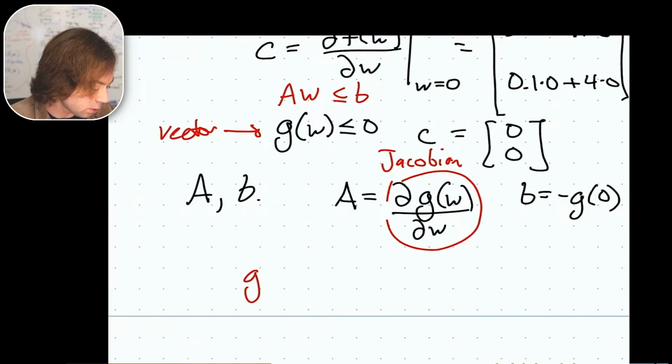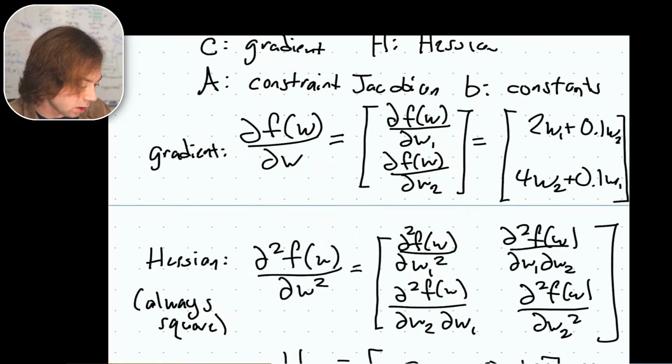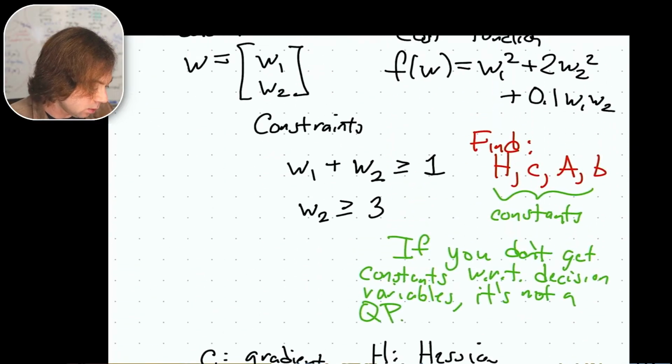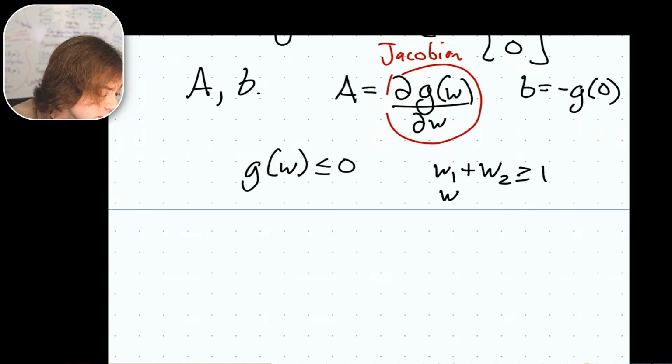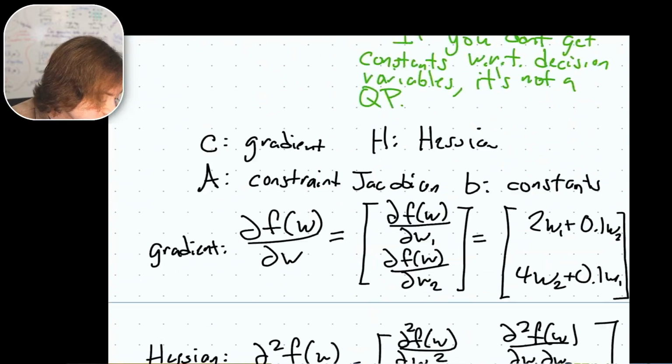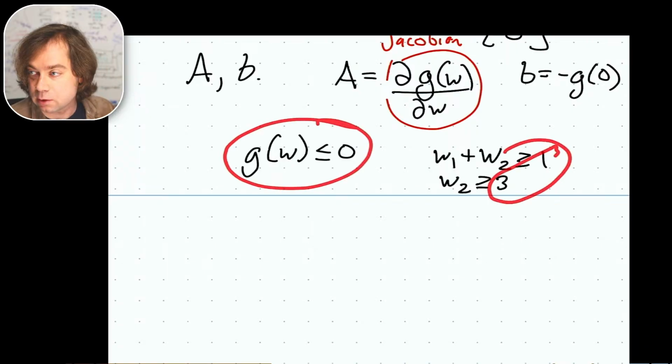So G of W needs to be less than or equal to 0. What are our constraints? I'm going to scroll back up and pull up our constraints. Here we go. W1 plus W2 is greater than or equal to 1, and W2 is greater than or equal to 3. Is that what I said? Yes, thank you. We've got to put it into this form, which means we have to get everything into the less than or equal to 0 form.